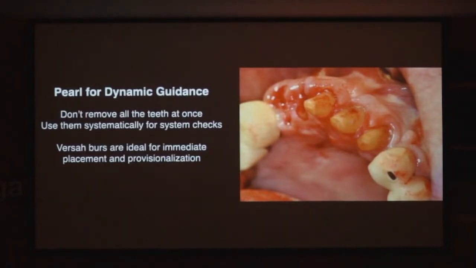You have to remove all the teeth. Now, let's say you didn't have an intraoral scanner, and you took an impression on this guy, and you sent it off to get your static guide made. You took all the teeth out, and it didn't fit. Where are you now? You're freehand, aren't you? Well, with dynamic guidance, you don't need to take all the teeth out. You can take out a couple of teeth and use that tooth and that tooth to do your system checks.